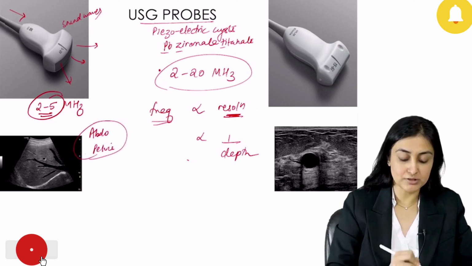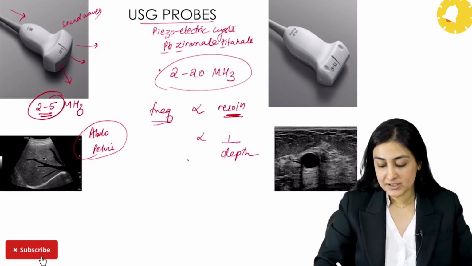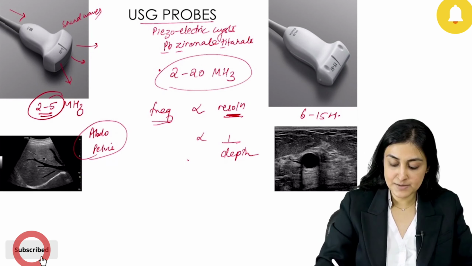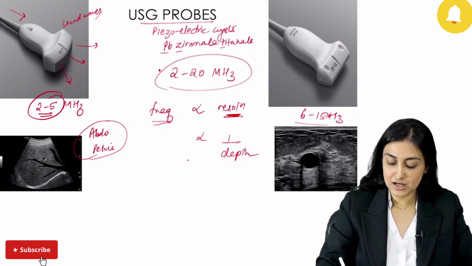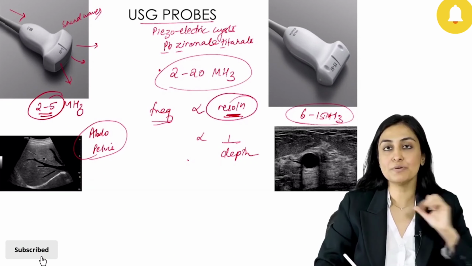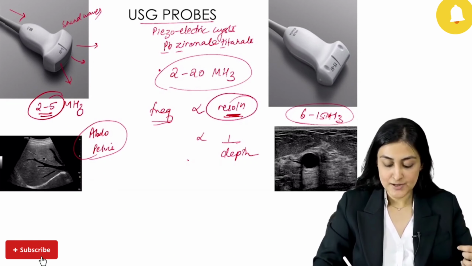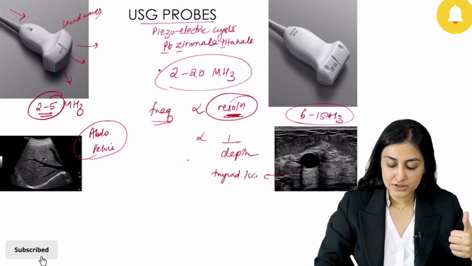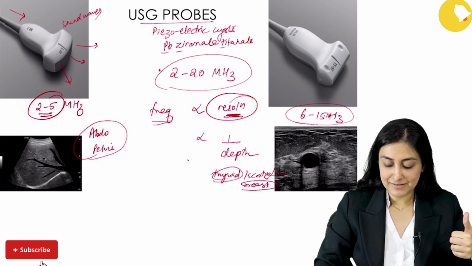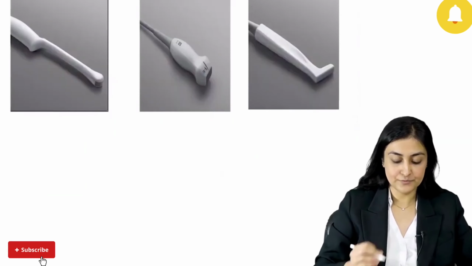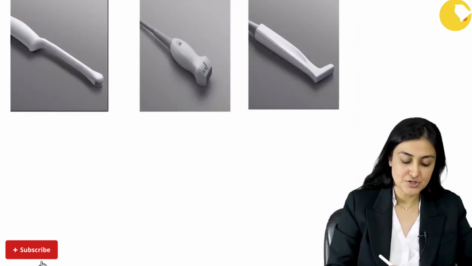So when I want to see deeper structures like the abdomen or the pelvis, alright, we will use a curvilinear probe. On the other hand, this is a high frequency probe, 15 megahertz, right? Here you get a higher resolution, but only superficial structures can be evaluated. So anytime I want to evaluate the thyroid, the scrotum, or the breast, all superficial structures are evaluated with the linear probe. This is the linear probe. We have 3 more probes which you need to know.